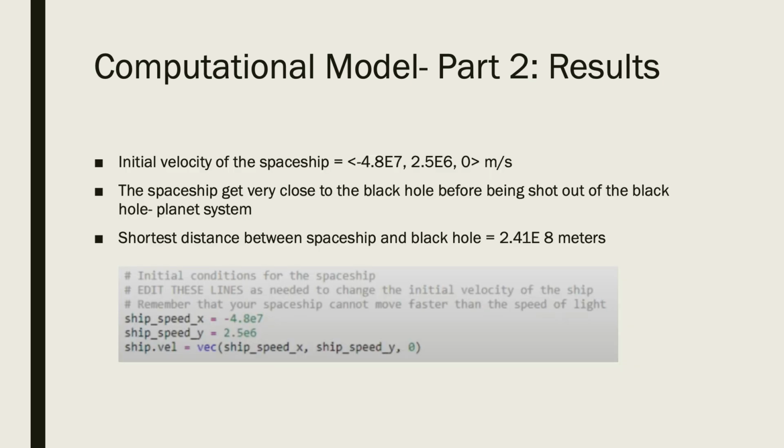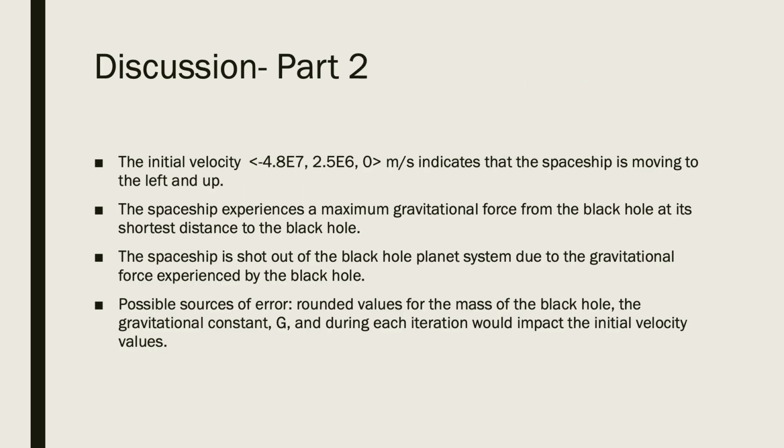For the results in Part 2, the initial velocity of the spaceship is negative 4.8 times 10 to the 7th, 2.5 times 10 to the 6th meters per second. The shortest distance between the spaceship and black hole is roughly 2.4 times 10 to the 8 meters. The initial velocity indicates the spaceship moves to the left and up on the screen. Interestingly, the spaceship is shot away from the black hole by the gravitational force of the black hole, which increases the spaceship's speed until the speed exceeds the escape speed.